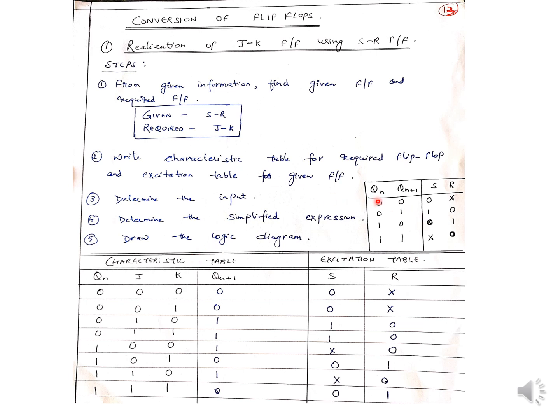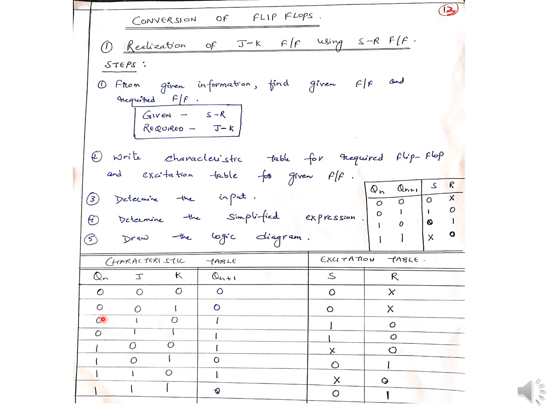So you all know, I have written here the excitation table of the SR flip-flop. I have told you 0 1 0 cross and cross 0 1 0. Okay, so we have to write the excitation table for the SR flip-flop from the JK table. So which states are we going to see? We are going to see Qn and Qn plus 1. If Qn is 0 and Qn plus 1 is 0, what is S and R? It is 0 and cross. So I have written here 0 and cross.